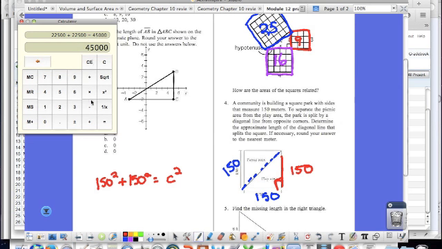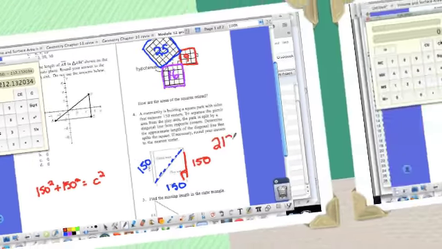Now the length's not 45,000, I need to take the square root. So it's 212.1. It says round to the nearest meter. That means whole number, so the answer is 212.